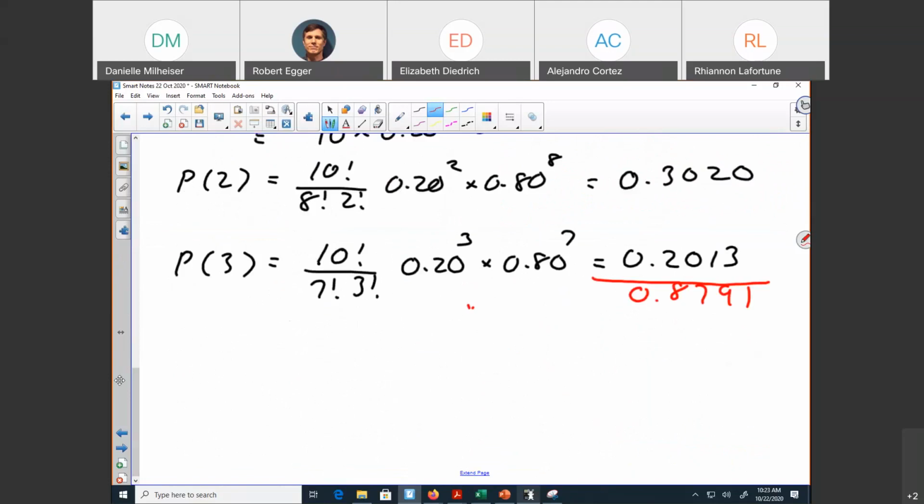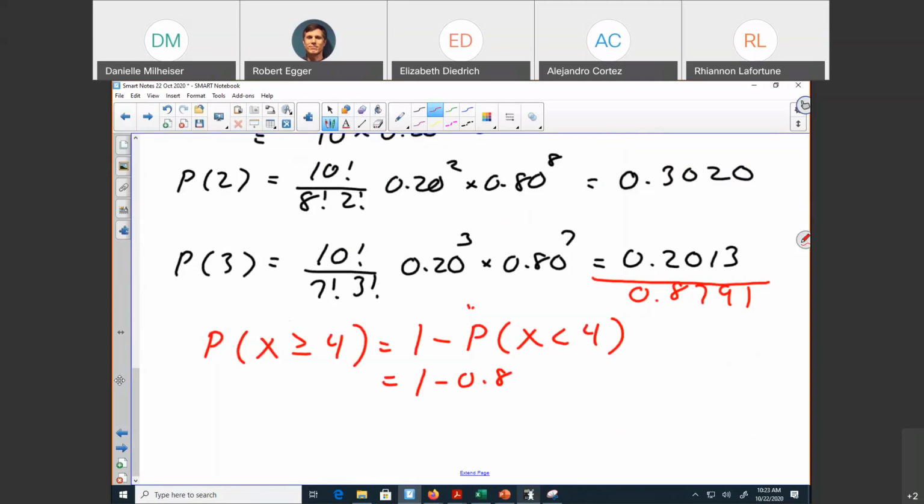So final answer, the probability of X being greater than or equal to 4 is 1 minus the probability of X less than 4, or 1 minus 0.8791, or 0.1209. Right? So 0.8791 is the probability of having either 0 students, 1 student, 2 students, or 3 students say that they've stolen.